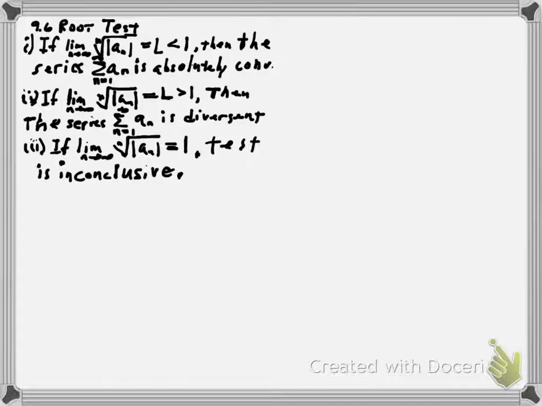Okay, so we have three parts to this test. If this limit, the nth root of the absolute value of a sub n, exists and is equal to L, which is less than 1, then we can conclude that the series is absolutely convergent, which of course means that the series is convergent. The second part is that if this limit is equal to L and greater than 1, then the series is divergent, and if this limit equals 1, then the root test is inconclusive. So you can certainly see how this is very similar to the ratio test, other than we are taking a different kind of limit here.